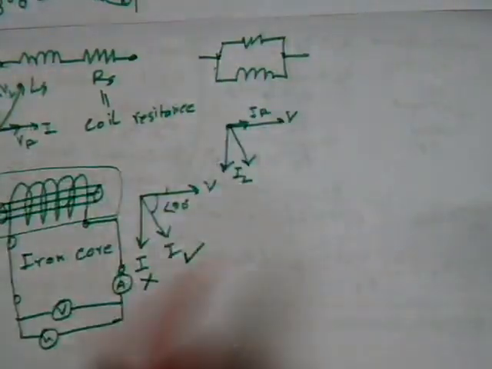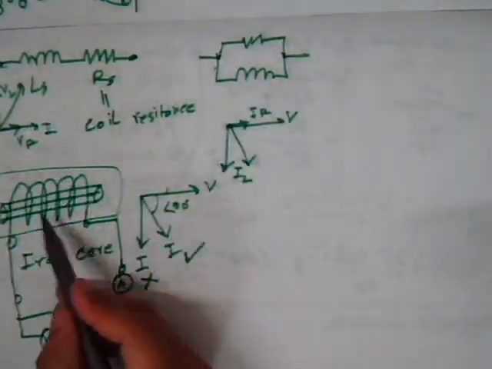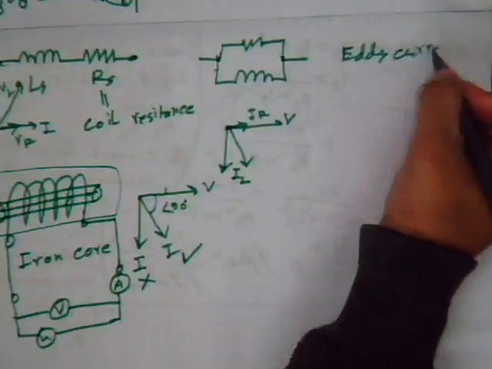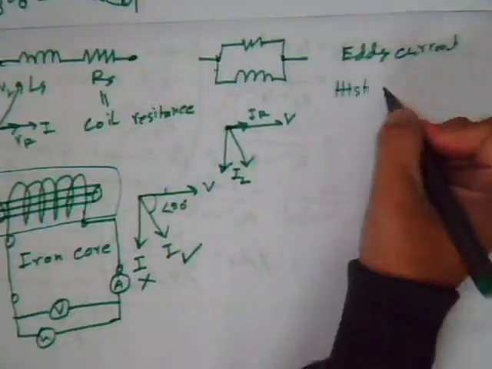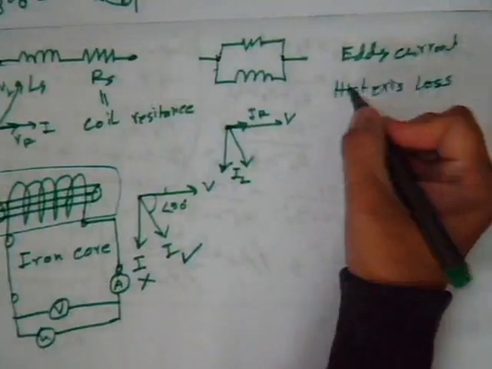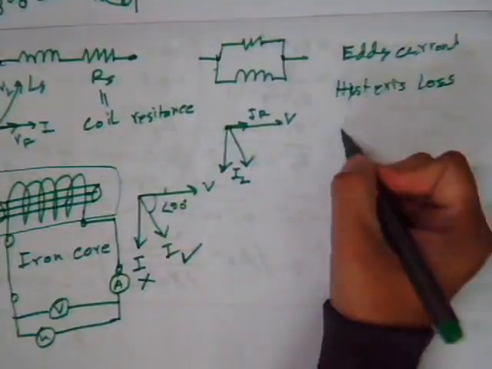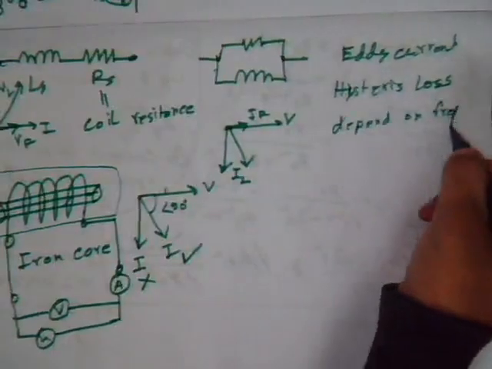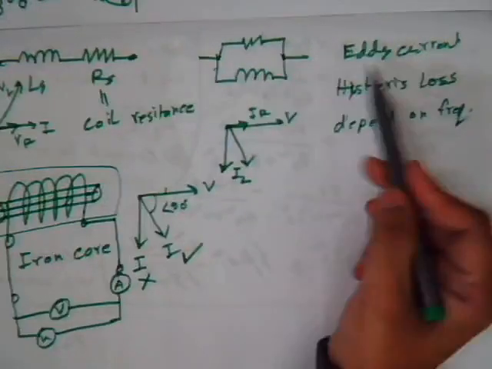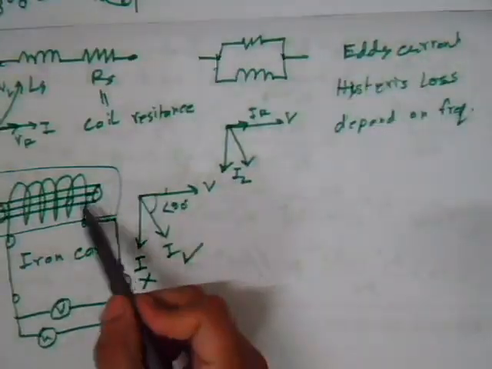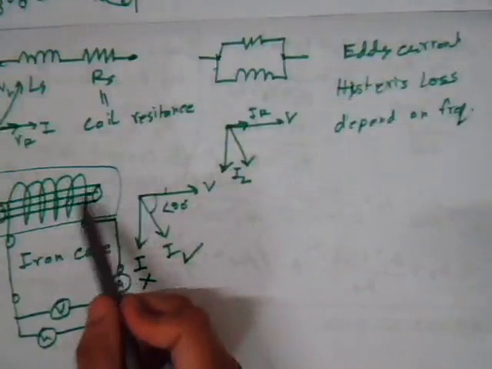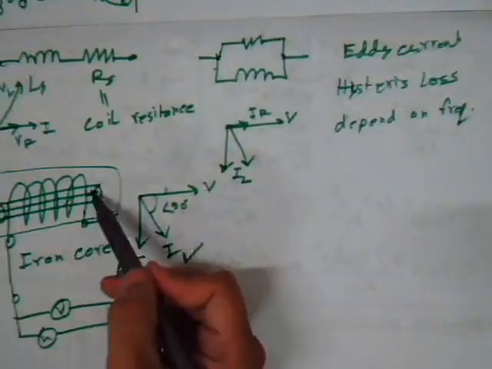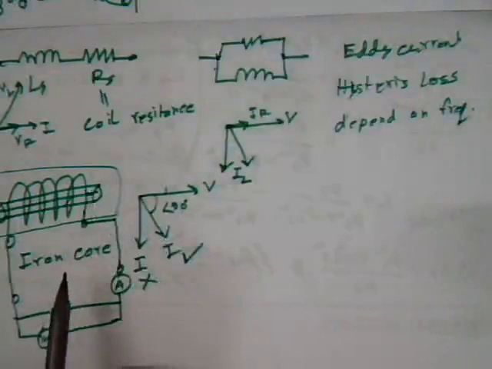But this is true only for a particular frequency. Why? Because this eddy current and hysteresis loss both depend on frequency. For example, it's easy to see as the frequency increases, the rate of change of flux increases, and thereby the voltage generated in the core will be more, and the eddy current will be more. So the eddy current loss will be more as the frequency increases.